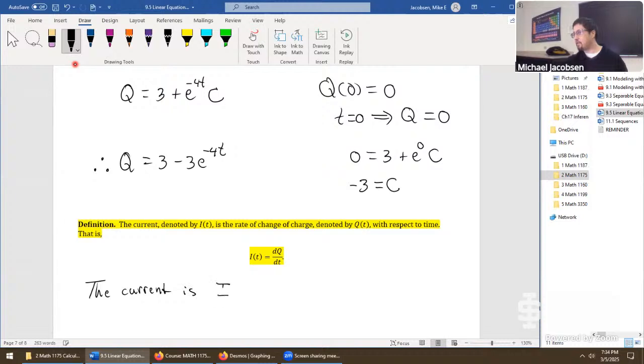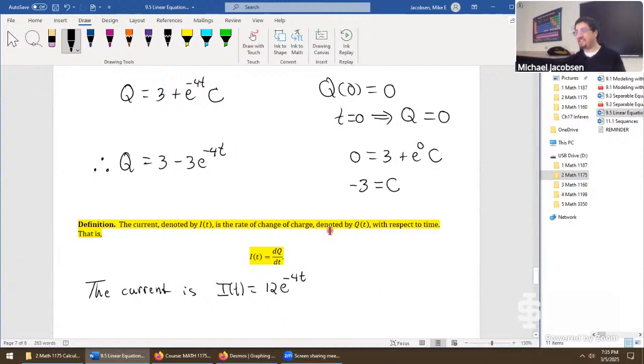is I of t, which is going to be equal to, take the derivative of this up here, the constant goes to 0. -3 is going to turn into positive 12 through the chain rule, e power -4t. So I copied e power -4t, multiplied by the derivative of -4 through the chain rule. And that's all we had to do for the last bit of that problem.